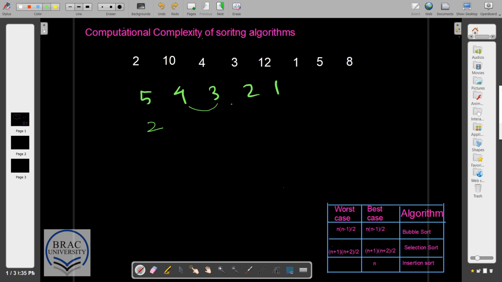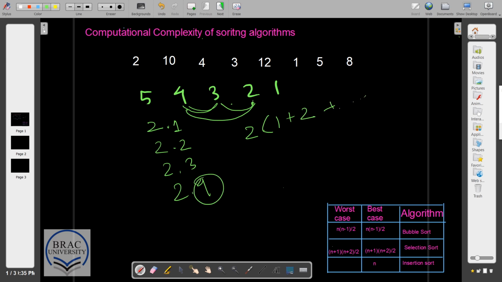At first we needed 2 into 1 operations. Then we needed 2 comparisons and 2 swaps, so 2 into 2. Then for 2, we needed 3 comparisons and 3 swaps, so 2 into 3. Then for 1, we needed 4 comparisons and 4 swaps. So starting from 2 into 1, 2 into 2, we arrived at n minus 1. This is the amount of computation that takes place.